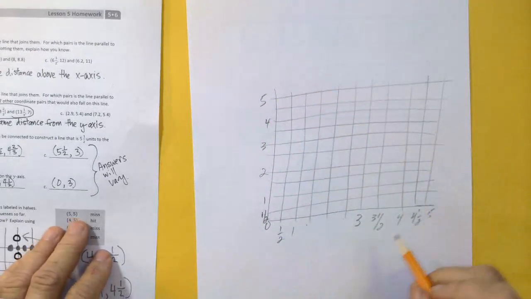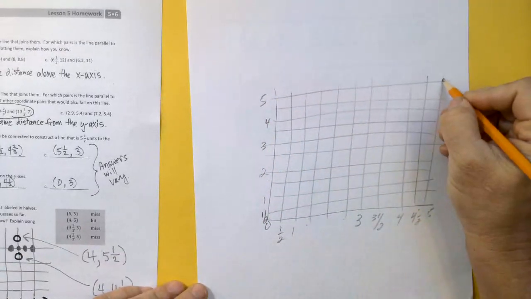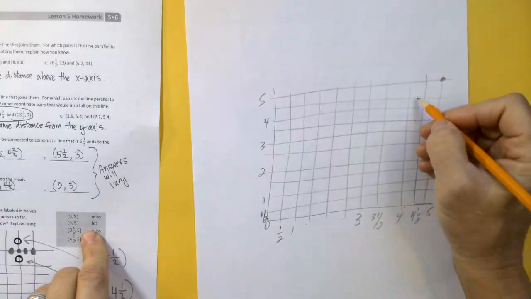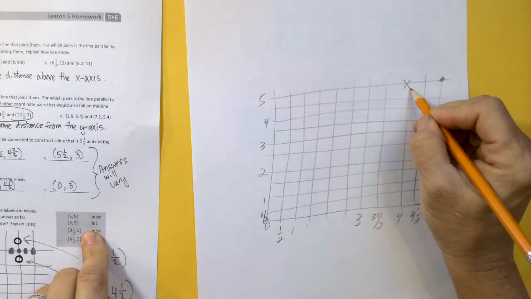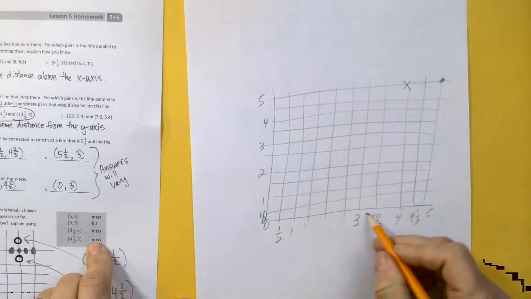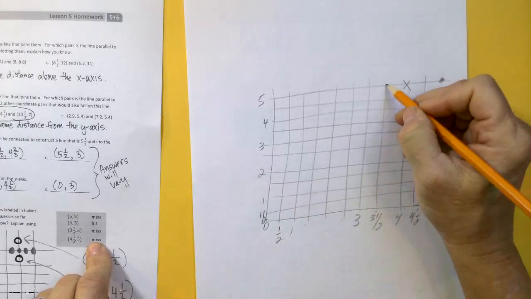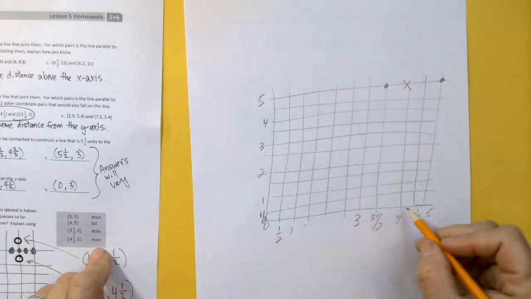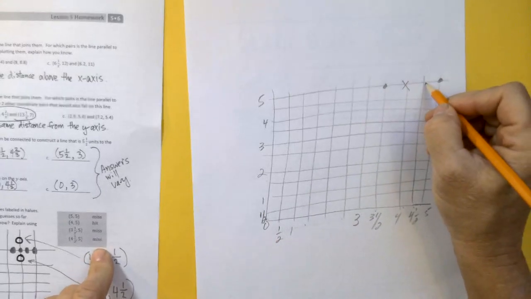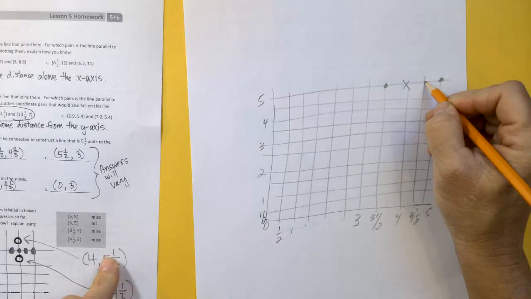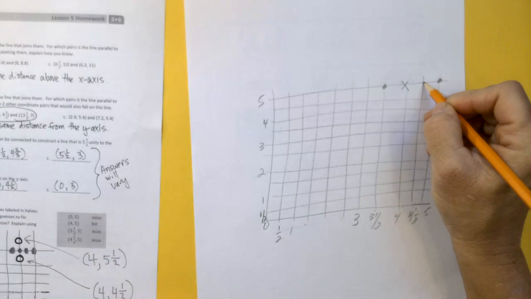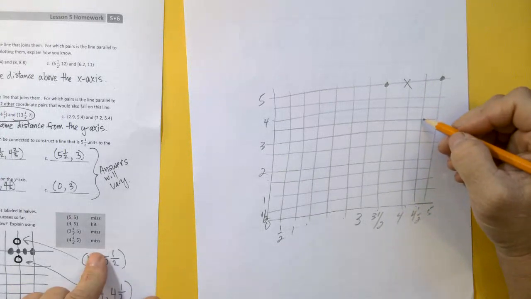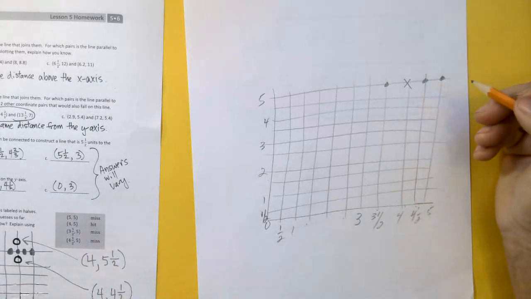All right, let's go over the things again. She did 5-5, and it was a miss. She did 4-5, and it was a hit. She did 3.5-5, and it was a miss. And then she did 4.5-5, and it was a miss.